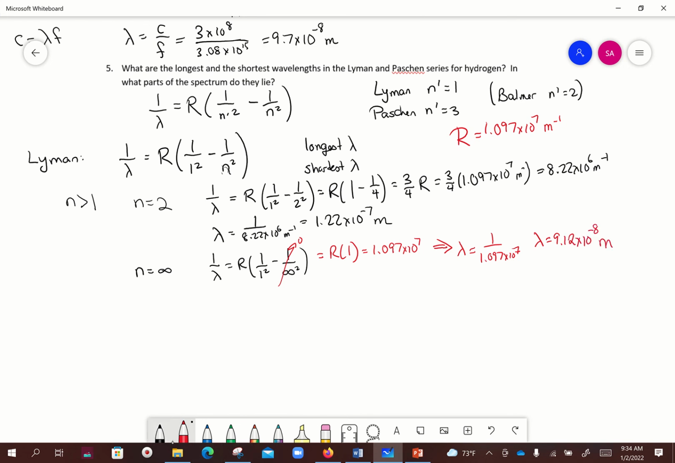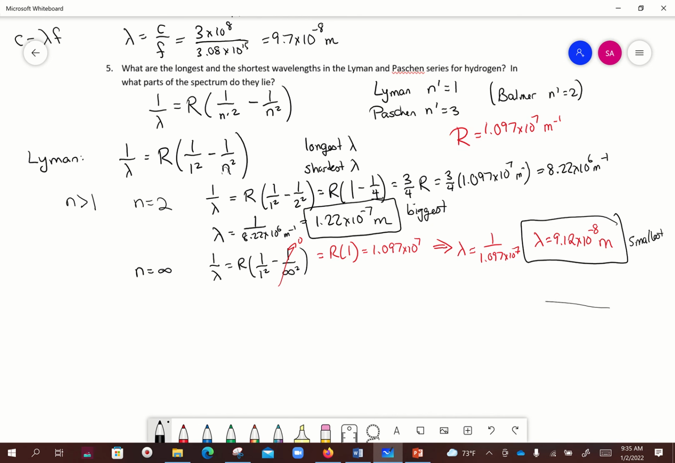Okay, so I can look at this now and say which one is bigger and which is smaller. So this is the smallest wavelength, and this one is the biggest wavelength, because they're determined by which values of integers, the smallest integer and the biggest integer I can put in. So when I put in the biggest integer, I get the smallest wavelength. When I put in the smallest integer, I get the biggest wavelength.